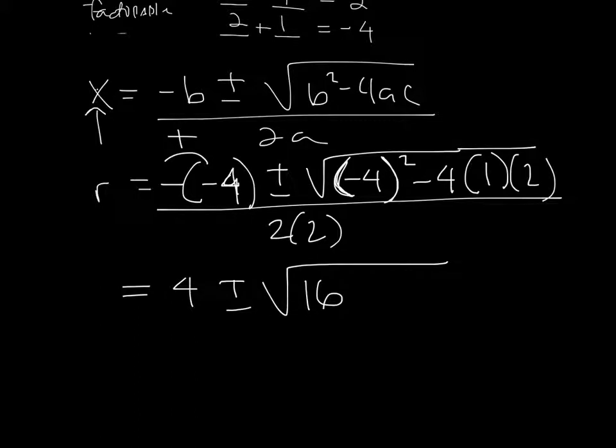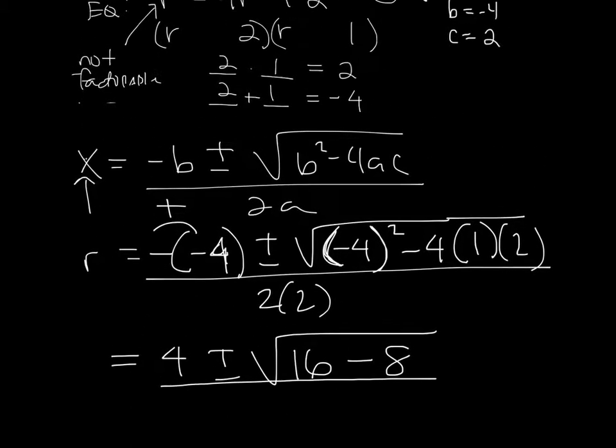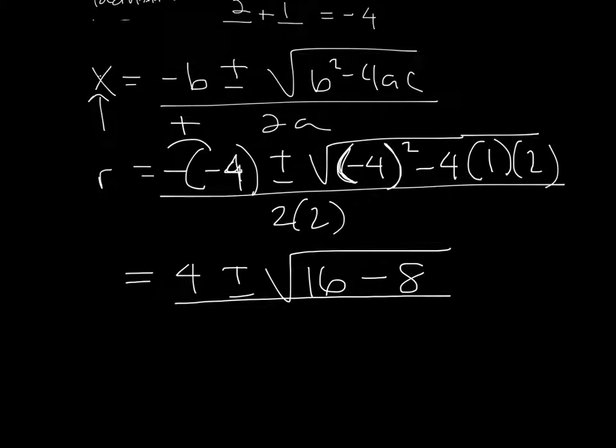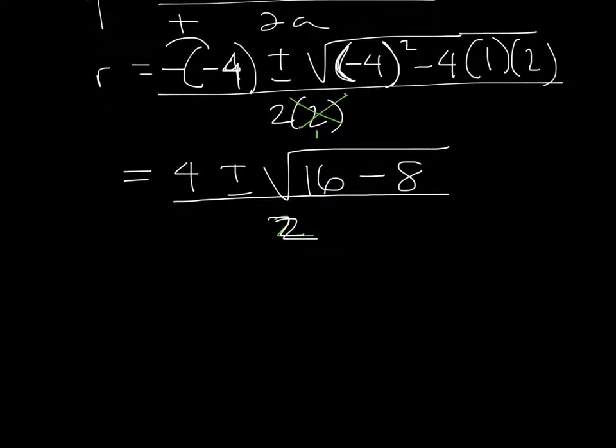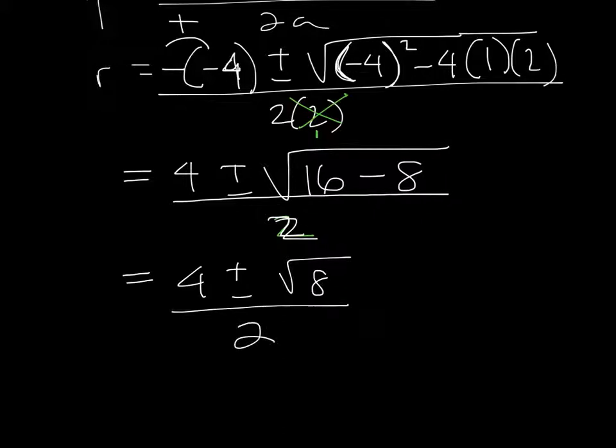And we have minus 4 times 1 times 2, that's just 8, all over... Let's see, I think my a is 1. Yes, so let me put it in color. This is not a 2, right? That's a 1. So 2 times 1 is 2. Again, this is just some arithmetic. So 4 plus or minus 8 all over 2.